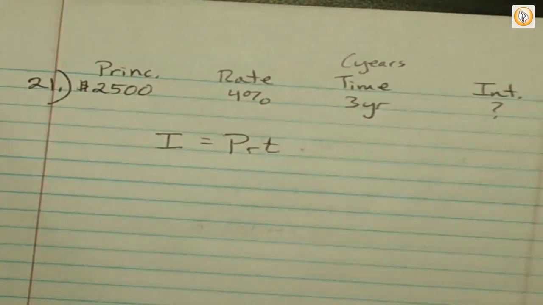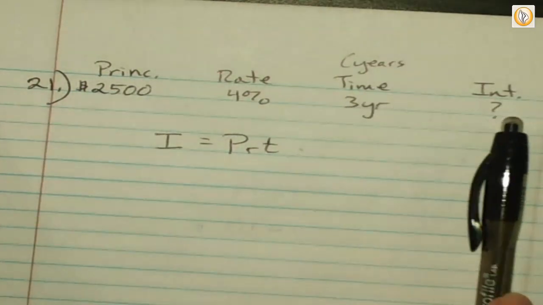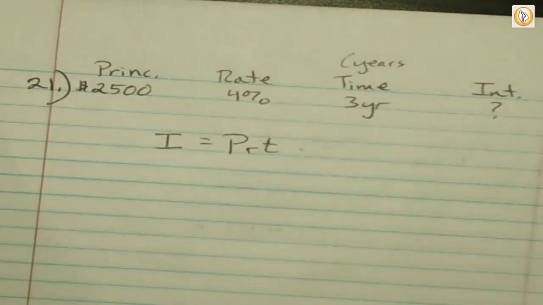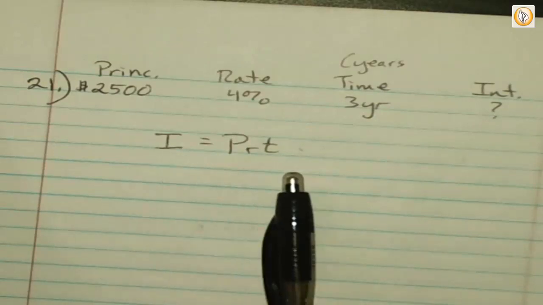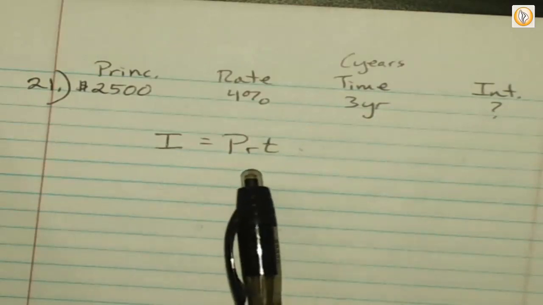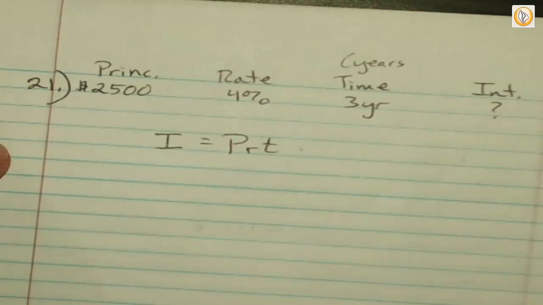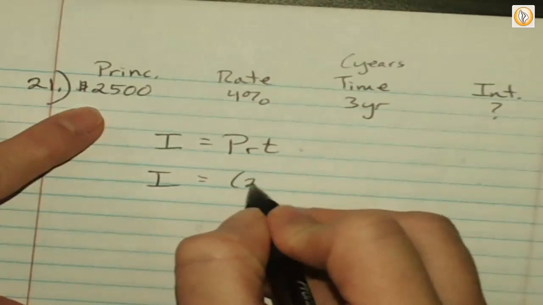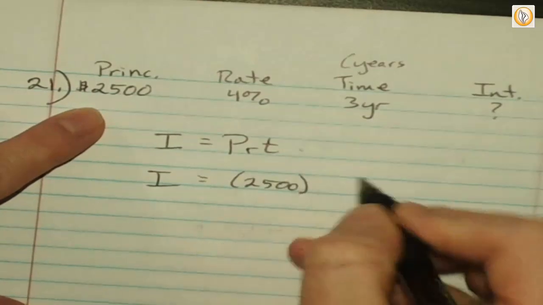So therefore, no matter what they give you, if they gave you interest but they didn't give you, let's say, rate, you're going to solve it just like we did before. You plug in the information and just solve for that letter. And y'all do that all the time. Okay, so we don't know what interest is, but we know principal is 2,500.